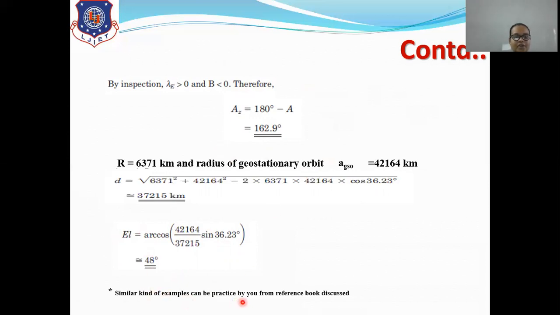And similar kinds of examples can be practiced by you from the reference book discussed, which is given in the Dennis Roddy example session, right? Last session. Clear? Or you can take the questions from TechMax, but make sure you calculate with these formulas only. Don't follow this topic from TechMax. Clear? The equations given in TechMax are very complex.